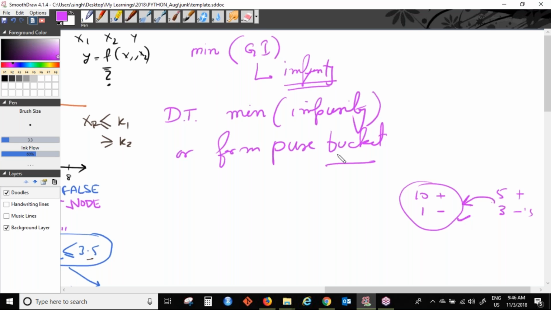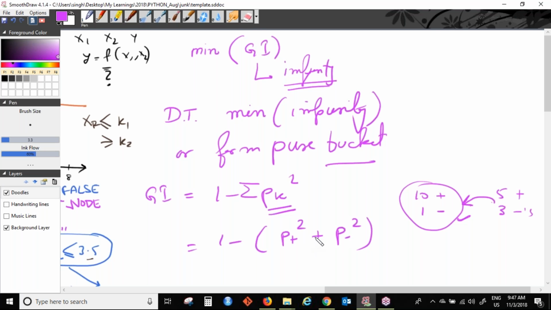It will try to minimize the value of Gini index. That is how mathematically the software does it. The formula for Gini index is this, where Pk is the proportion of all the classes. So I can write it like this: proportion of plus whole square plus proportion of minus whole square. This is the formula for Gini index.